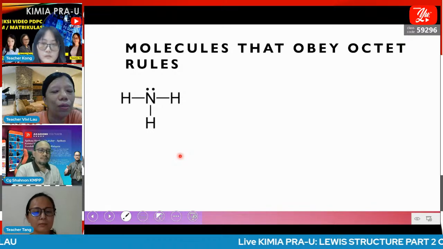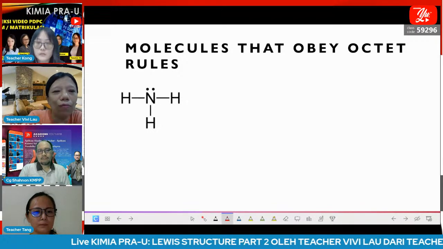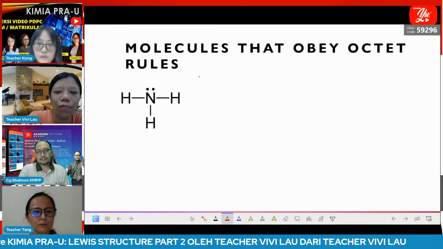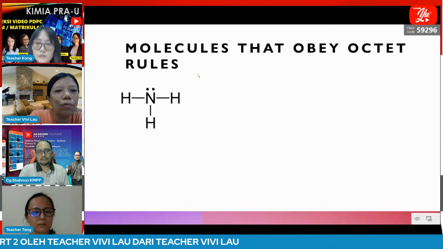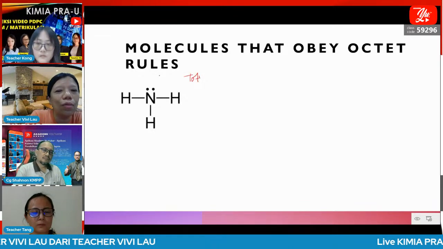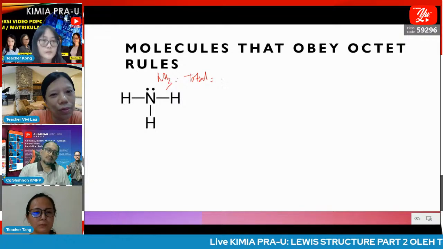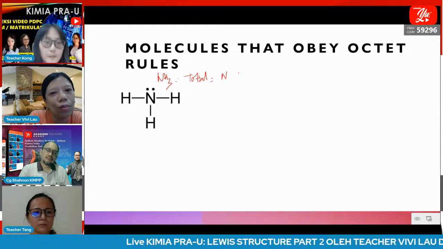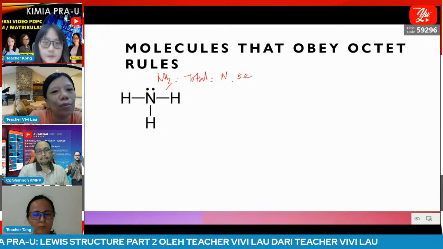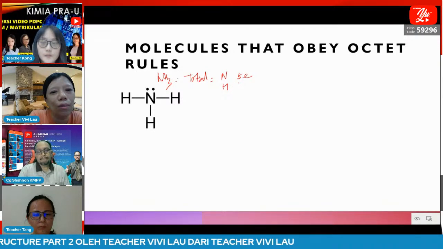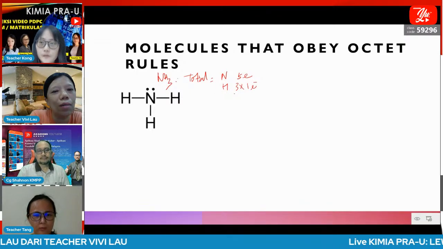For ammonia, you know nitrogen is group 15, right? So nitrogen has 5 valence electrons. You count the total valence electrons in ammonia. Nitrogen has 5 electrons, and we have 3 hydrogen. Hydrogen is 1 valence electron, so 3 times 1, so 3 electrons. So the total is 8 electrons.